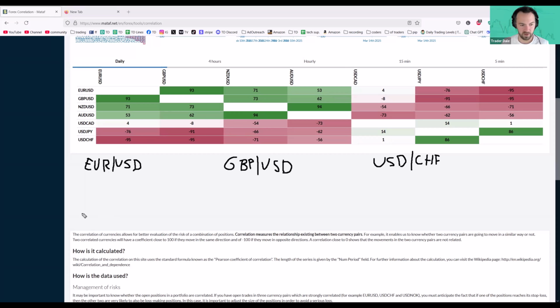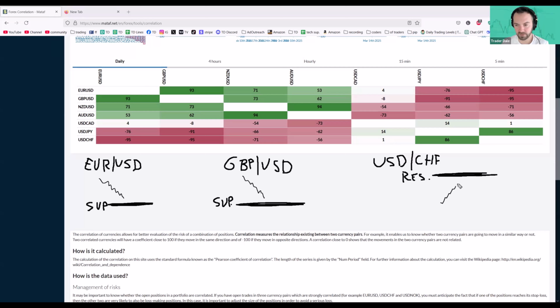Let's say I have a support on the euro dollar. This is the support. Then I have a support on the British pound. This is the support. And I have a resistance on the US dollar Swiss franc. This is the resistance. And the price goes like this. On the euro dollar, it's dropping towards the support. On the British pound, it's dropping towards the support. And on the US dollar Swiss franc, price is rising towards that resistance.